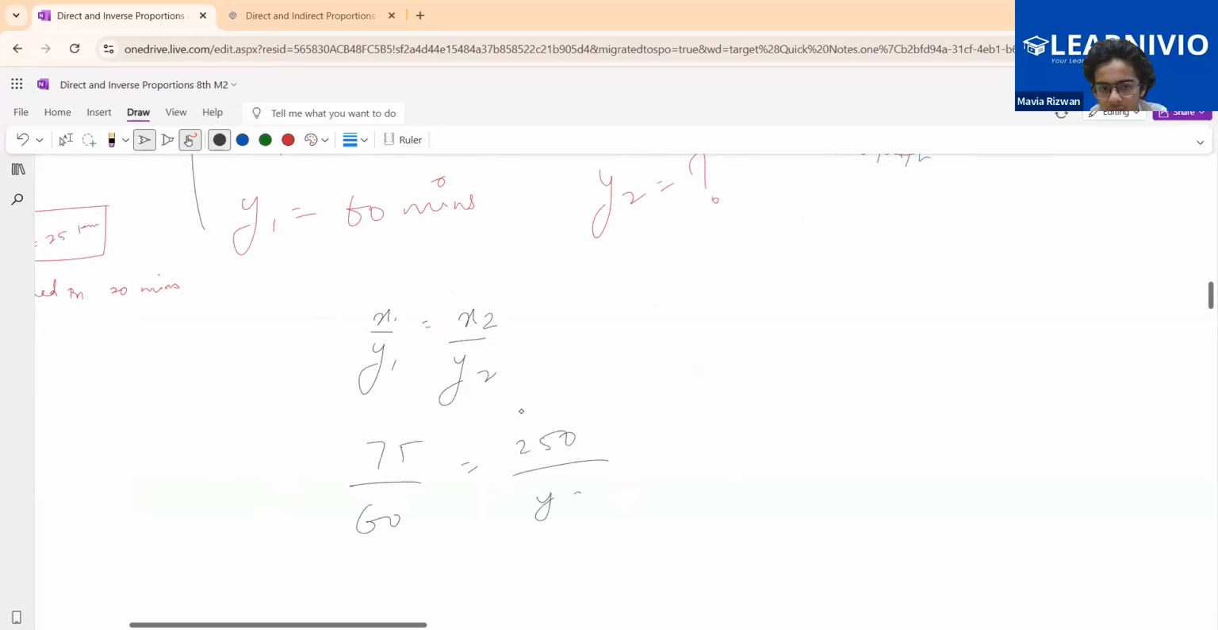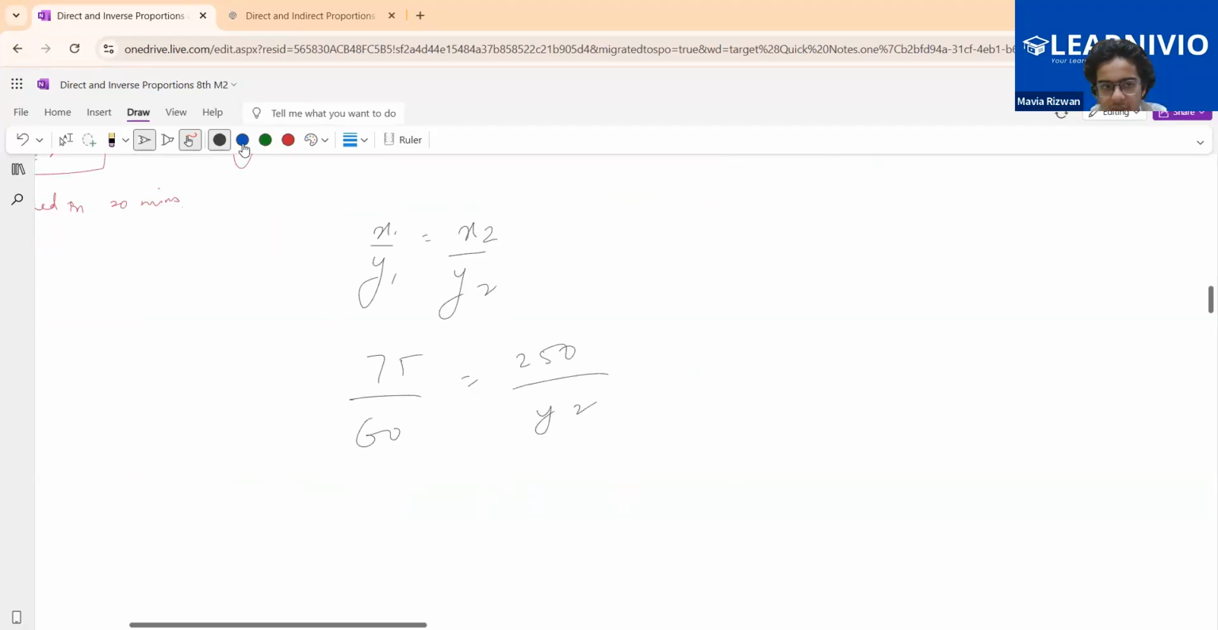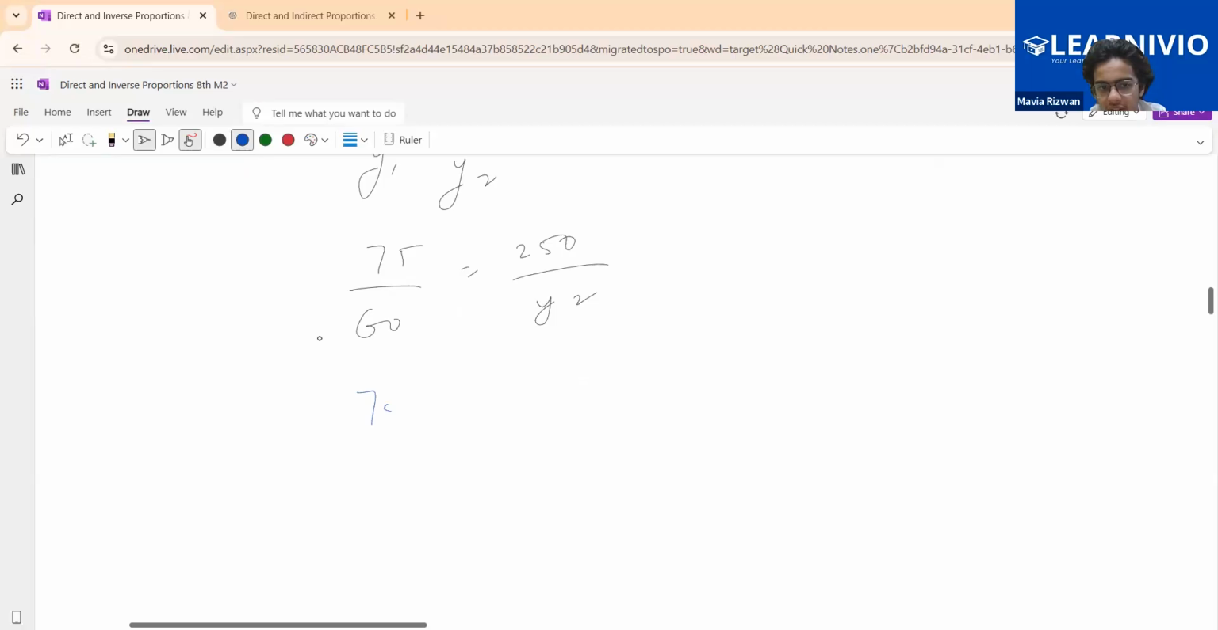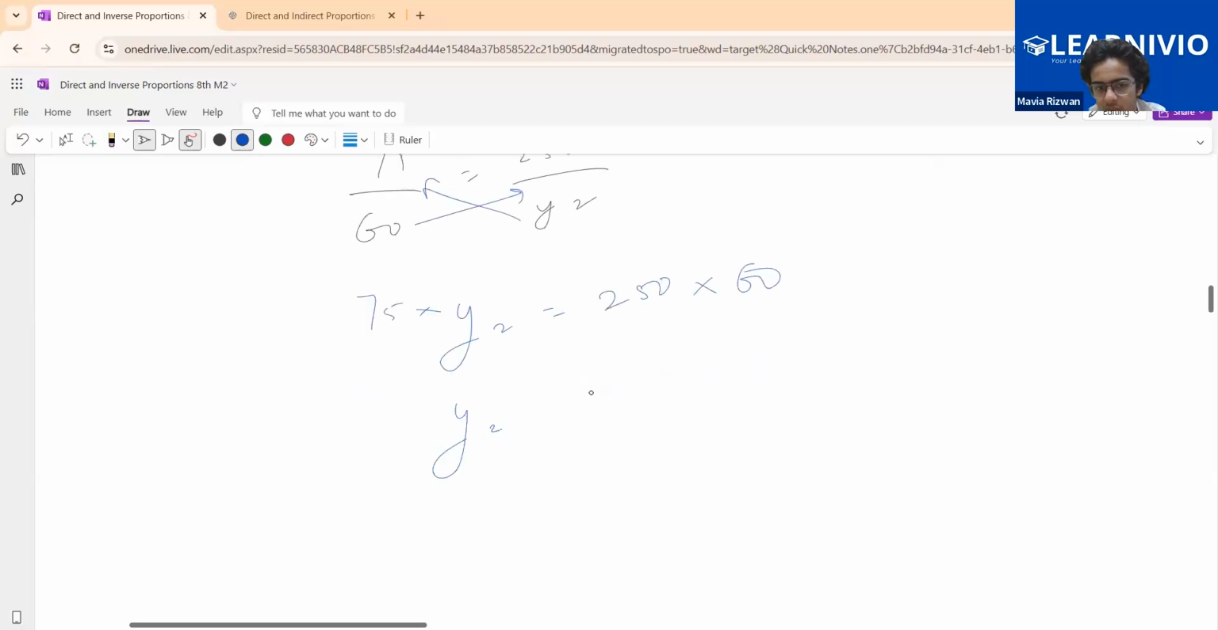Okay, now cross multiply. So if you cross multiply, y2 would be multiplied here and this 60 would be multiplied here. So 75 into y2 is equal to 250 into 60. Take the 75 down, you'll get y2. So y2 is equal to 250 into 60 by 75. Which you find this out. This is 25 threes are 75, this is 25 tens are 250, 3 ones are 3, this is 3 twenties are 60. So this comes to 200 minutes. Okay, this is coming to 200 minutes. So 250 kilometers will be covered in 200 minutes.